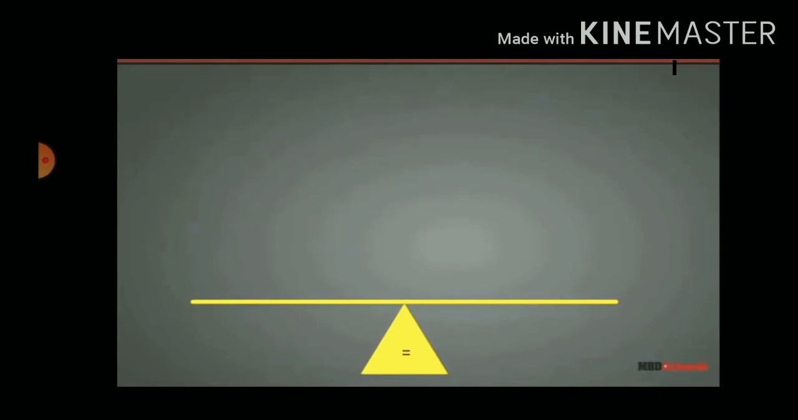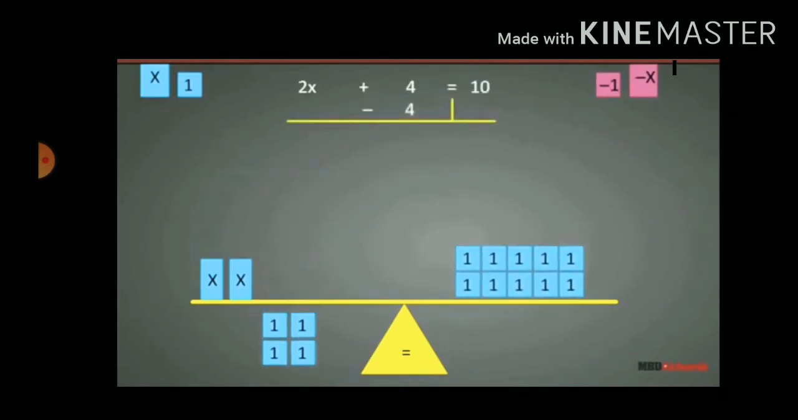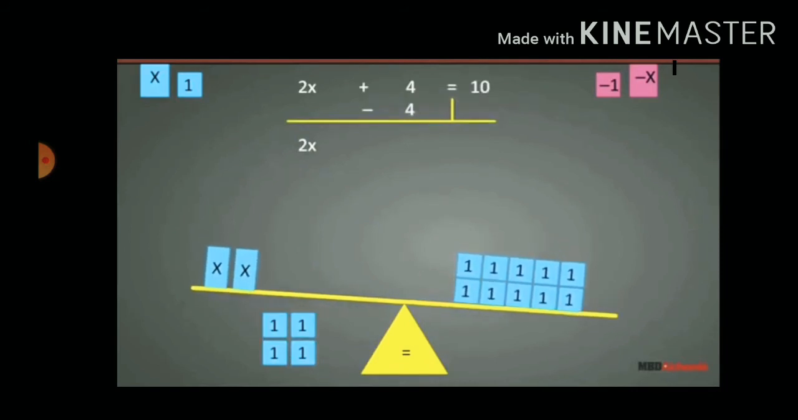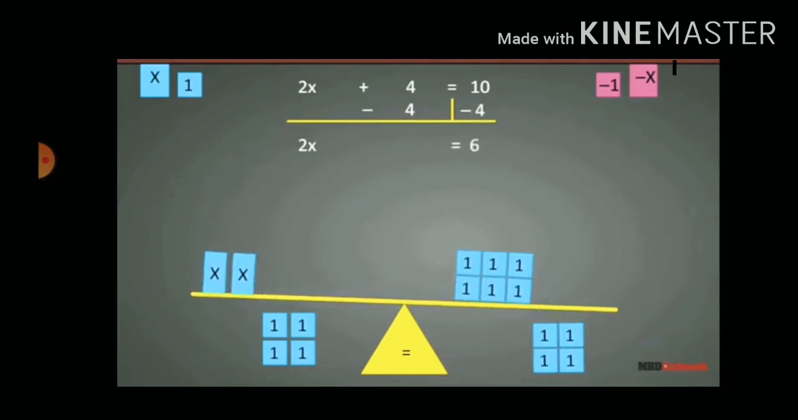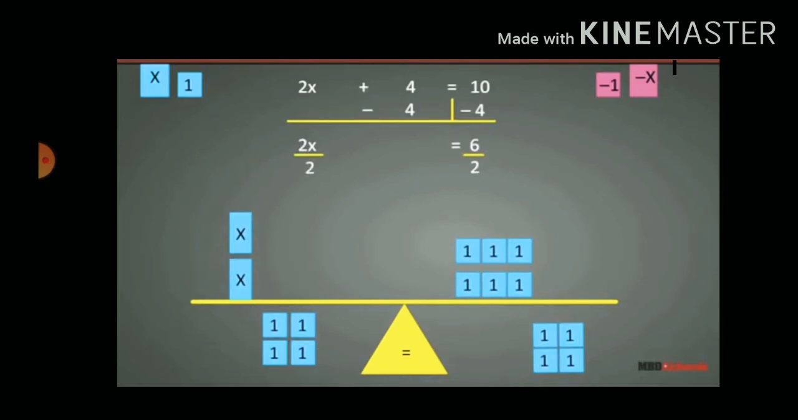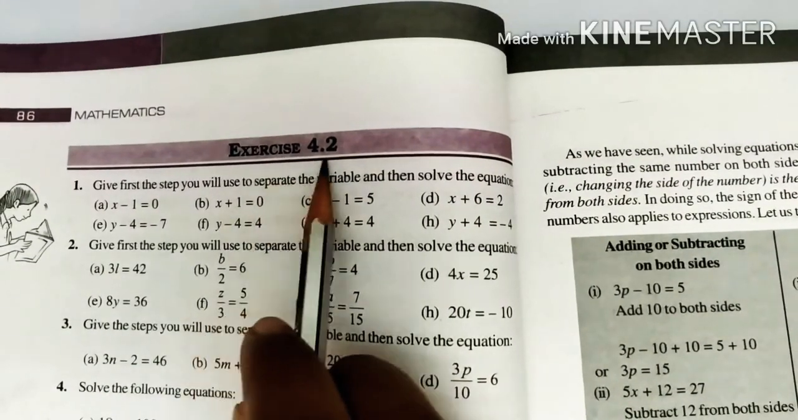Let's consider an equation. 2x plus 4 is equal to 10. Now we subtract 4 from the left-hand side. The equation becomes unbalanced. To balance it, we subtract 4 from the right-hand side too. Hence we get 2x is equal to 6. Now we divide both sides by the coefficient of x, that is 2. Therefore we get x is equal to 3. Now let's move to the next exercise, that is exercise 4.2.